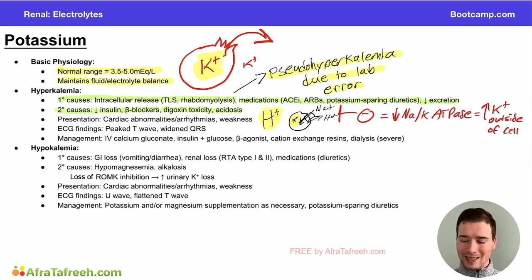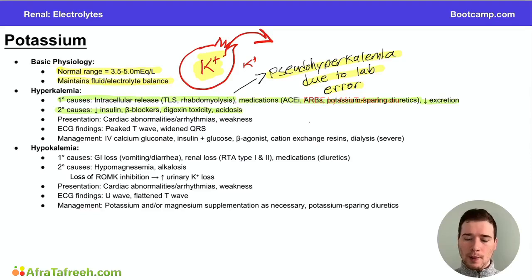So we walk through this process again. High levels of hydrogen protons outside the cell, or an acidotic state, can then lead to inhibition of the sodium hydrogen antiporter. This throws off the sodium gradient so that we then have inhibition of the sodium potassium ATPase transporter. And again, if we block this, we block the ability of potassium to get pumped into the cell, and we can have a high level of potassium extracellularly or outside of the cell.